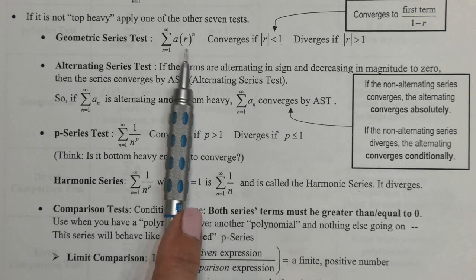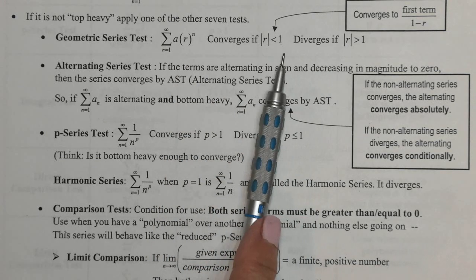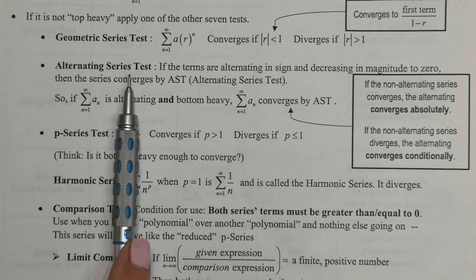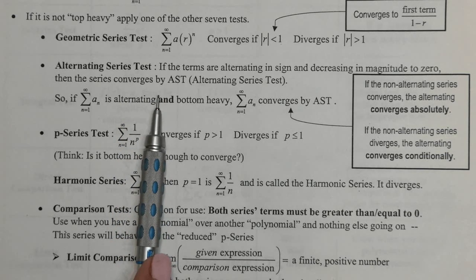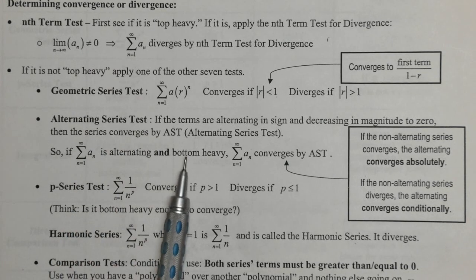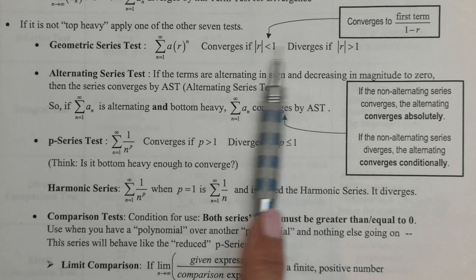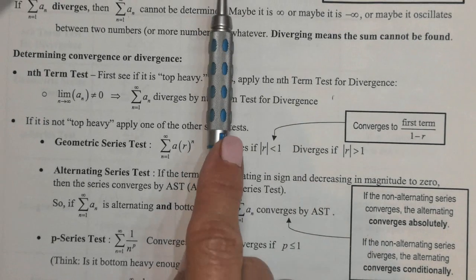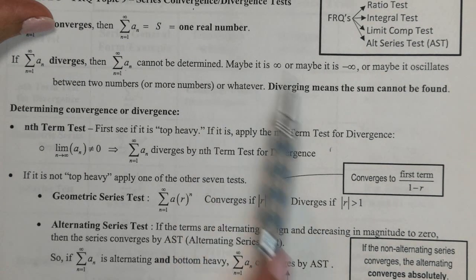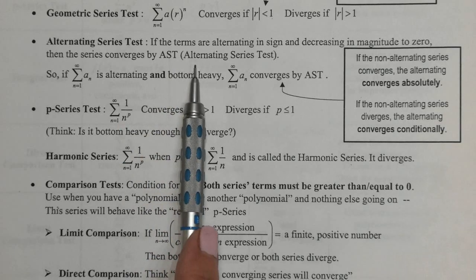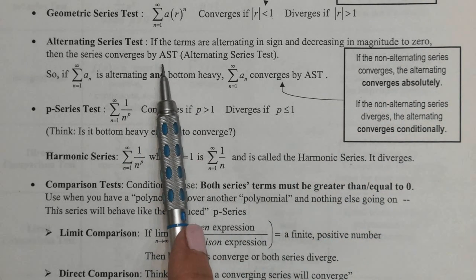Geometric series test. If it's in this form, it's a geometric series. Alternating series test. Is it alternating in sign, decreasing in magnitude, going to 0? Then it converges. Alternating series test can only be used for convergence. Nth term test can only be used for divergence. Okay? I didn't mention this when I briefly discussed geometric series test. If the series converges, we can find the sum. We can find that one real number sum. Okay, using that formula. All right, so alternating in sign, decreasing in magnitude, going to 0, then the series converges by AST.